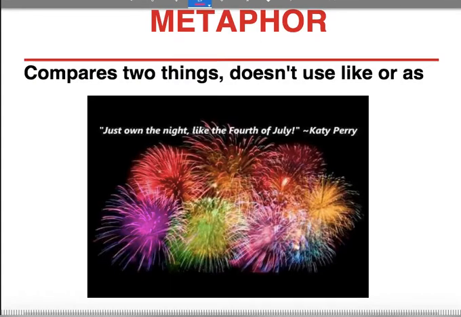So similar to that, a metaphor compares 2 unlike things. So again, you must be comparing and they must be 2 different things, but it doesn't use like or as. So here we have a simile, from the Fireworks song by Katy Perry: "Just own the night like the 4th of July." That's a simile. It's comparing 2 things, this night and the 4th of July. 2 unlike things, and we used the word like here. And so by doing this, I've given my reader extra meaning that they wouldn't have gotten otherwise.